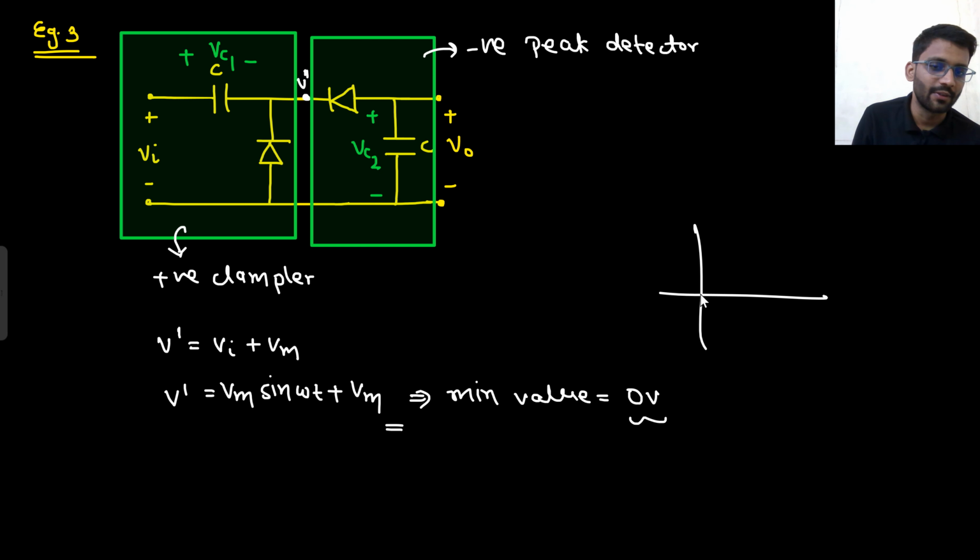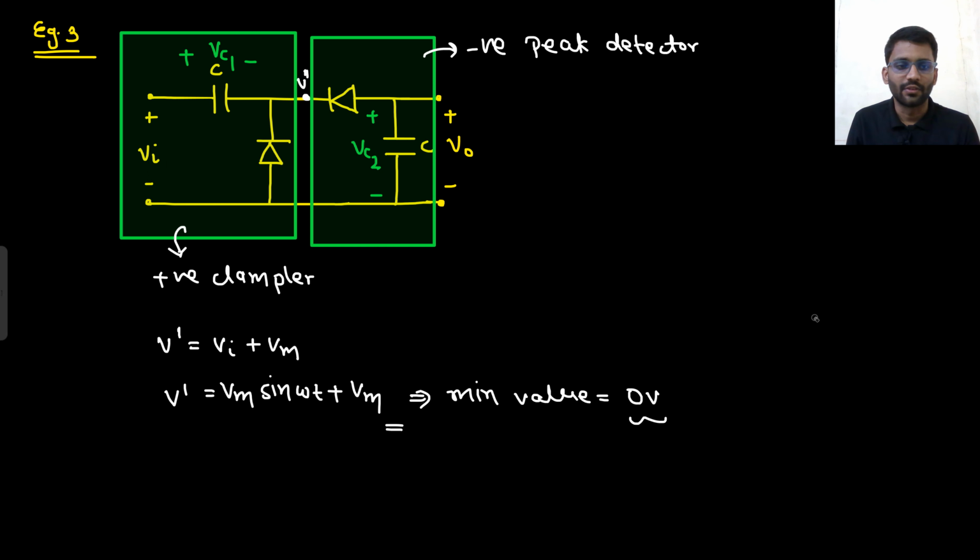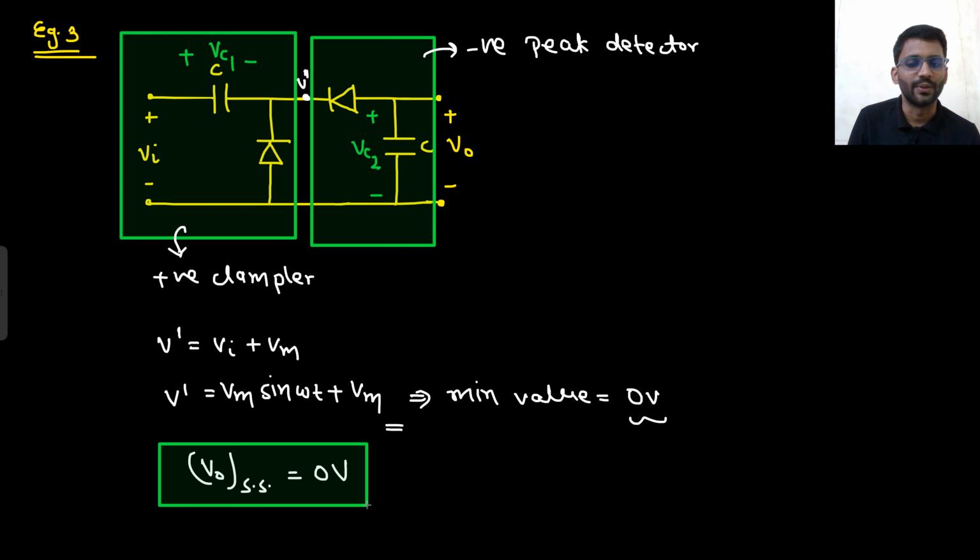What is the graph? The graph looks something like this, right? It will detect the negative peak, so your V out steady state will be 0 volt. People will think this is a standard circuit with 2 Vm or minus 2 Vm, nothing like that. Output is 0 volt. This kind of circuit hasn't been asked in GATE yet, but they will soon ask it. So this is your steady state output.